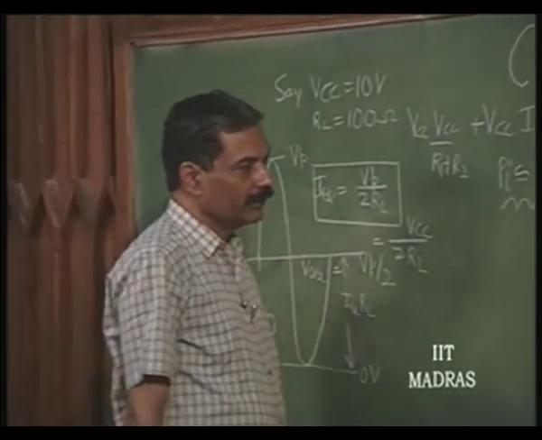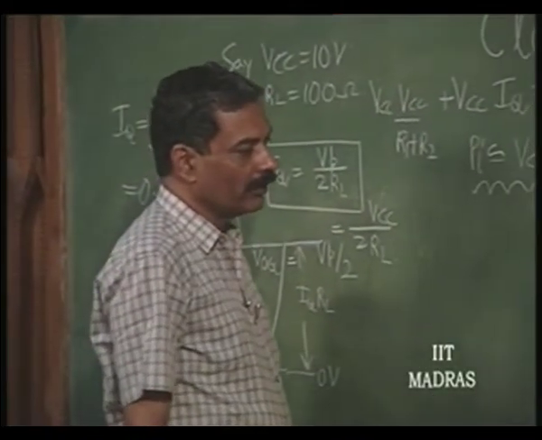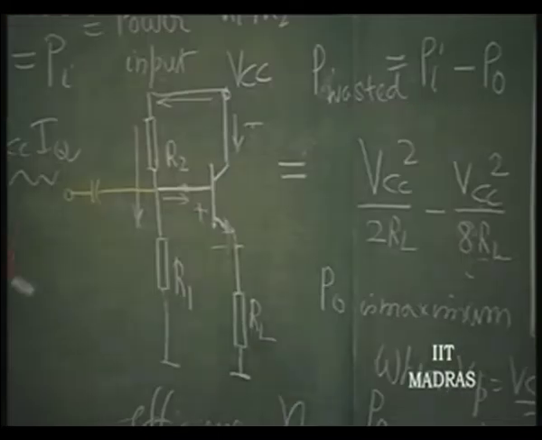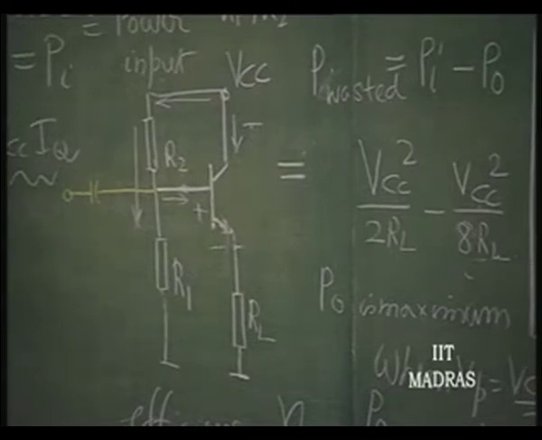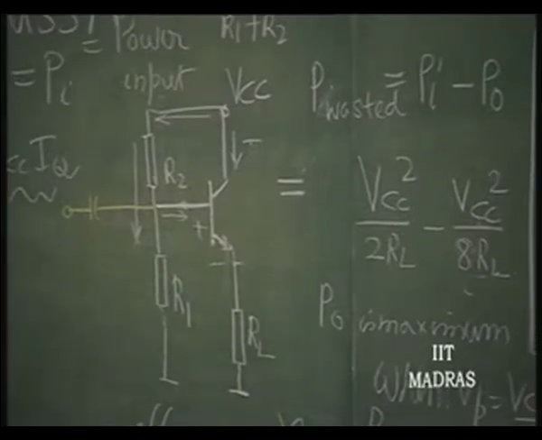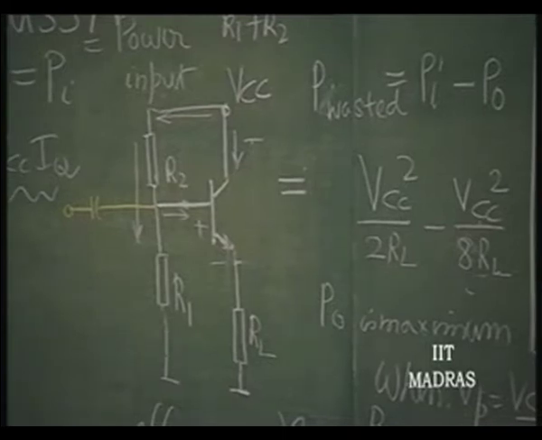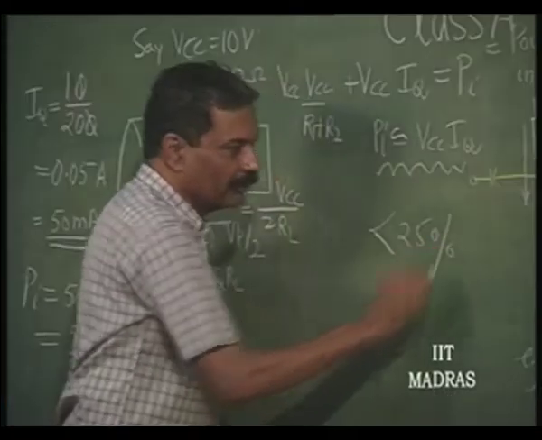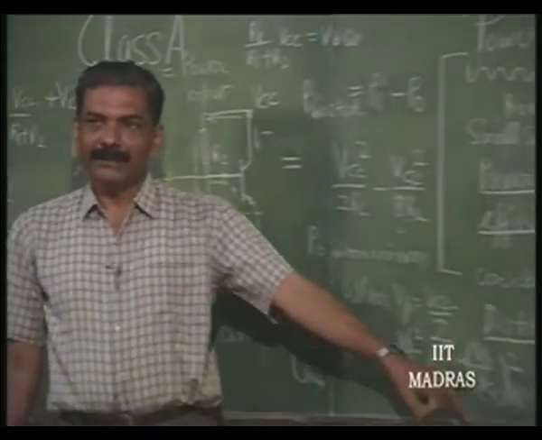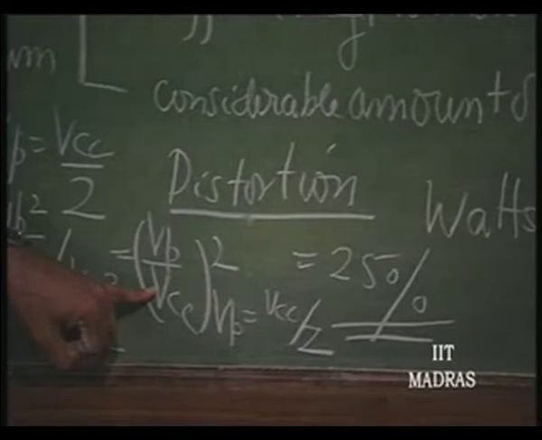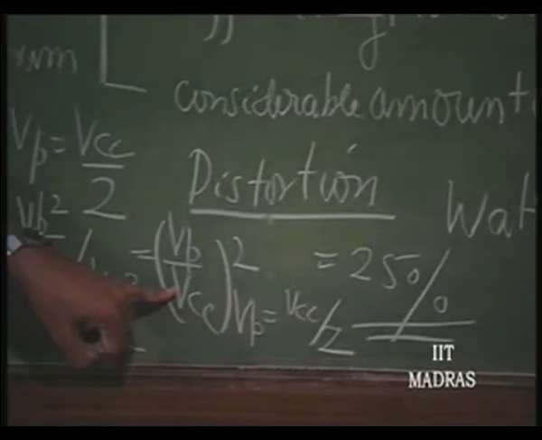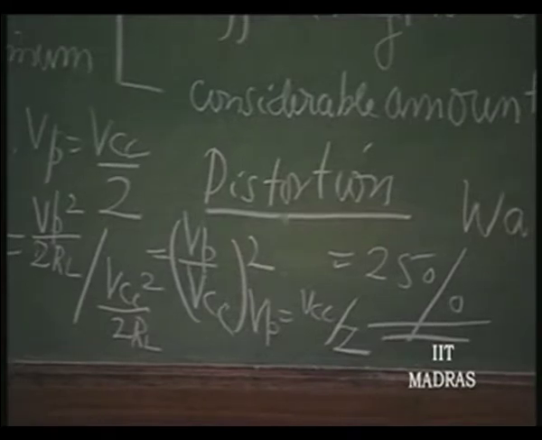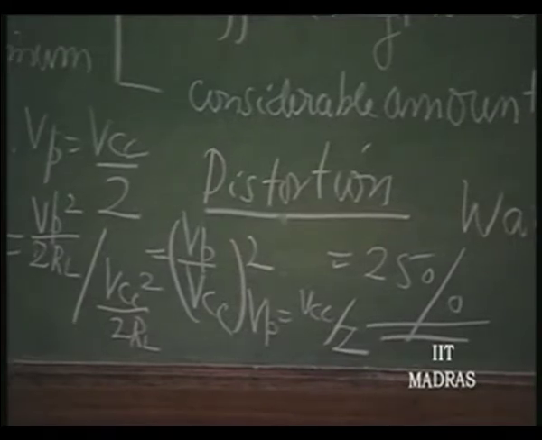So, it is of no difference what kind of stage I use, whether it is FET or bipolar. As long as it is class A, the maximum efficiency of such a stage is always going to be less than 25%, because this is only the best efficiency possible, and it is not possible for us to have the signal always at V p. It is going to change. Signal is going to keep changing depending upon your output.